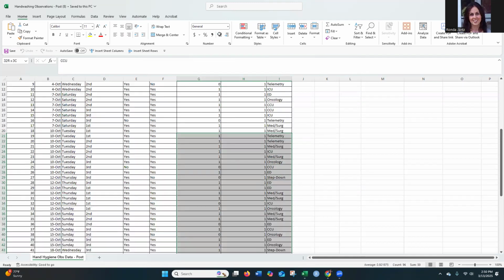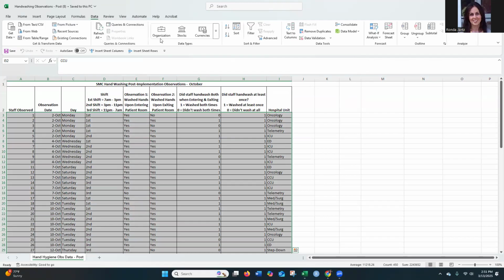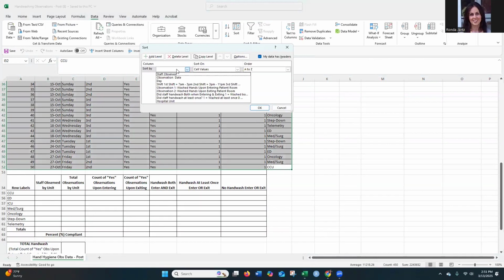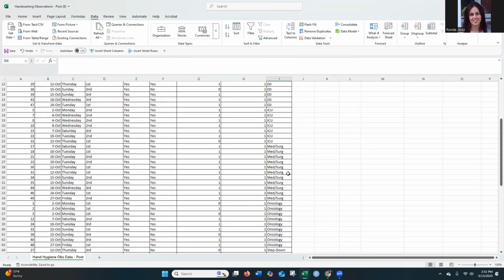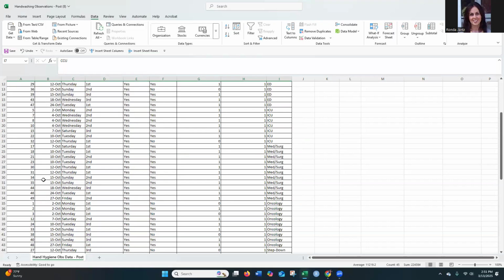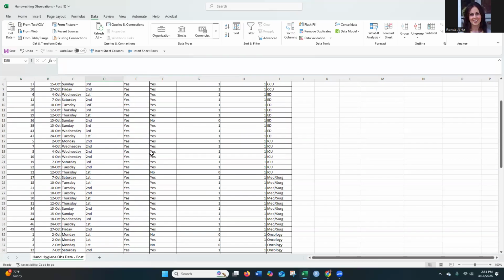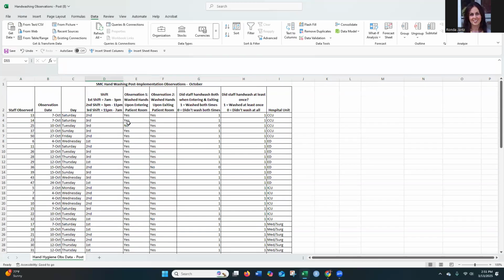So we're going to do it exactly like we did before. Select the data, click data, sort, hospital unit, and OK. Since we've done this before, I will just go over the first one with you. Note we still have 5 staff, and CCU is our top one. So we will have 5 staff observed. They will be observed 10 times. How many yeses upon entering? So column E, we notice we have 4.